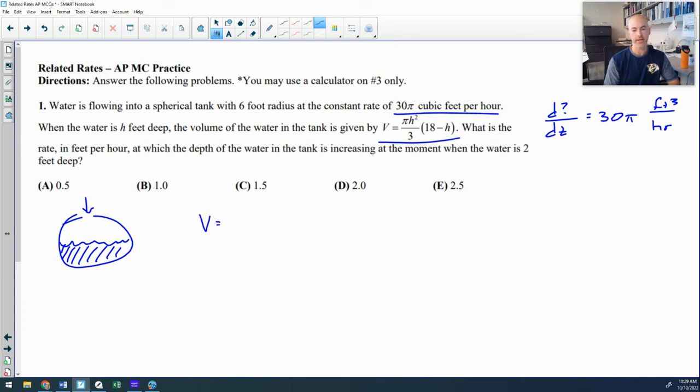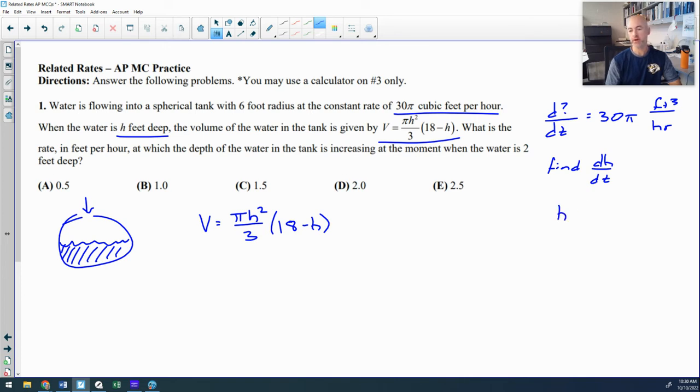I'm going to copy that down. I am not doing a whole lot as I copy it. However, writing it down again does help me process the problem. Being active is always a smart way to do math. So we have that. There's our volume formula. What is the rate in feet per hour at which the depth of the water, which they describe as h? So I now know my objective. I want to find dh dt when the water is 2 feet deep.